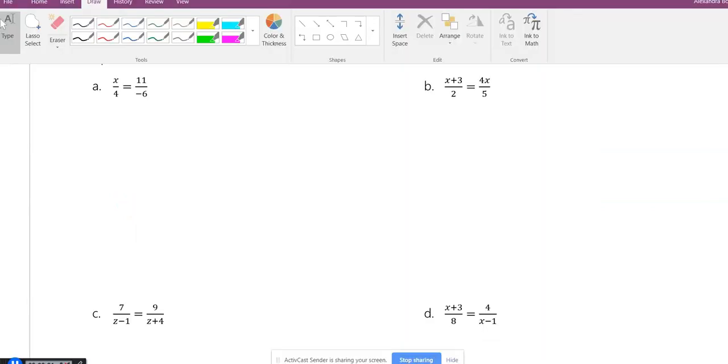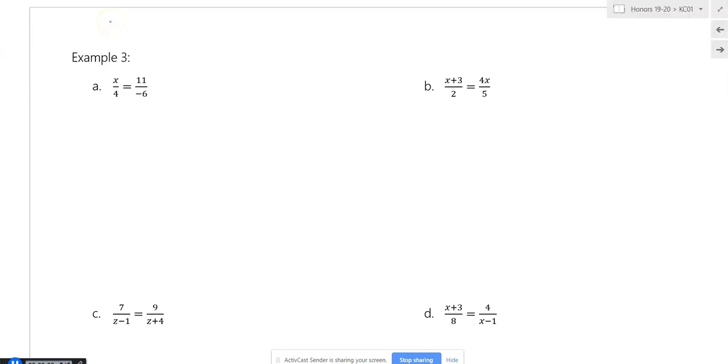All right, we are now looking at example 3. We have 4 questions here with solving proportions. Okay, using that cross product property. Multiply the extremes, multiply the means. So looking at A, x over 4 equals 11 over negative 6. I'm going to multiply my extremes, x times negative 6, and then multiply my means, 4 times 11.